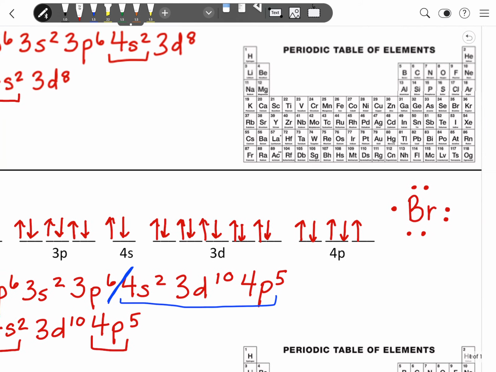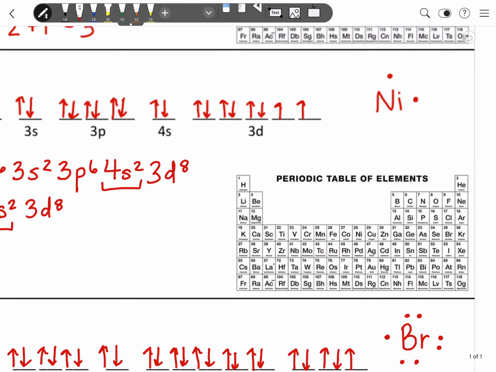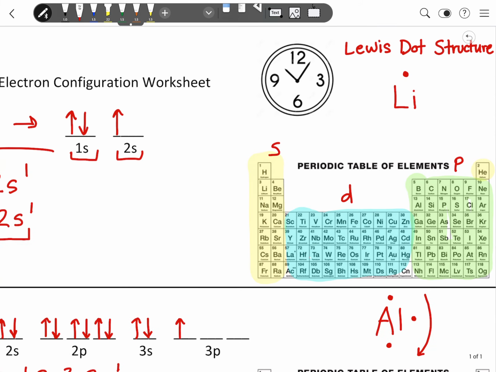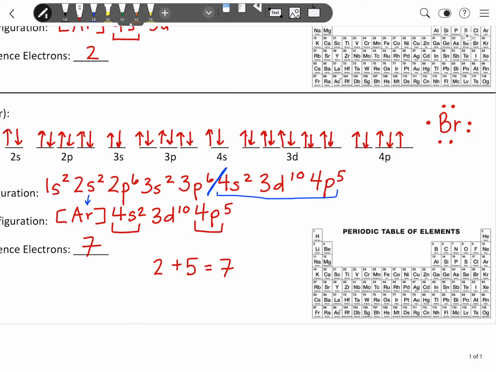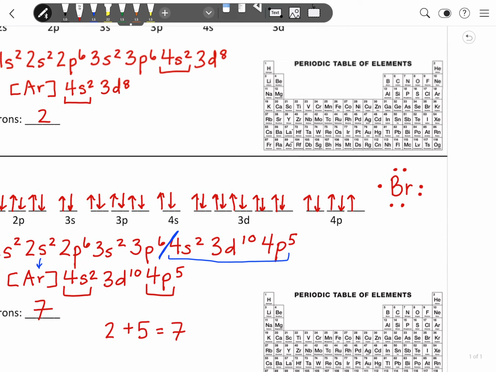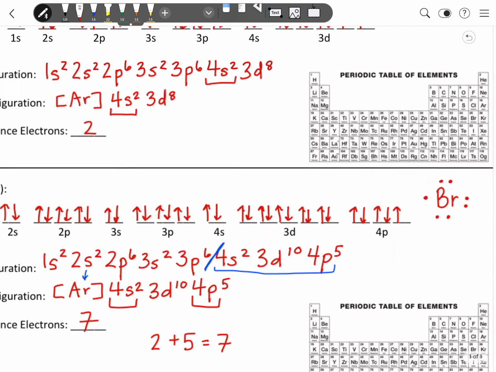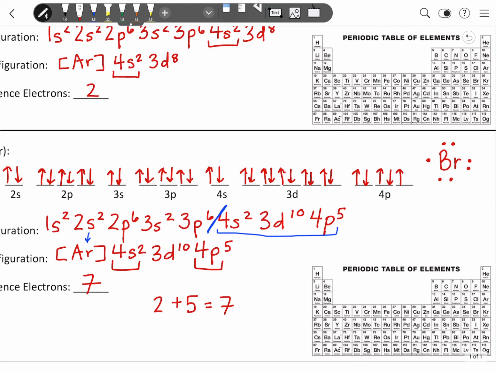One more little thing. How many valence electrons does lithium have? 1. And how many does bromine have? 7. So if I combined lithium and bromine, it would be 8, right? It would fit in perfectly right here. That's what bonding is.